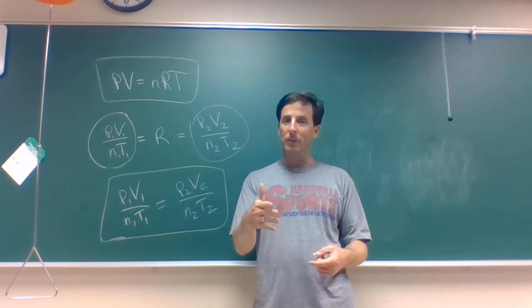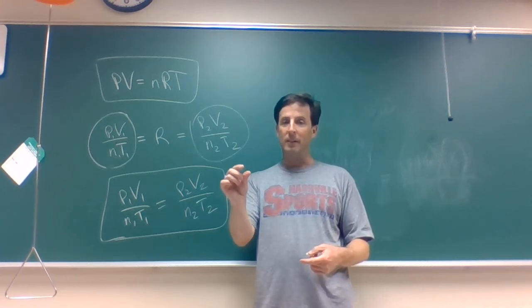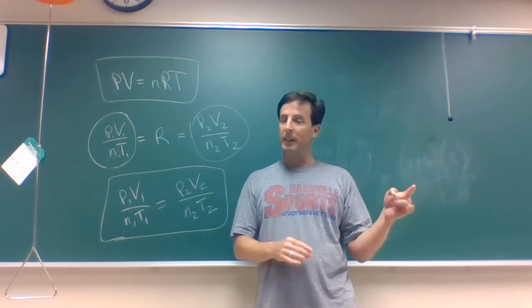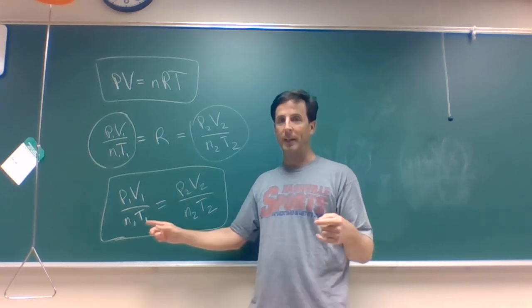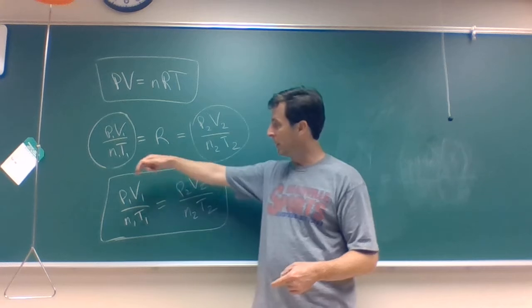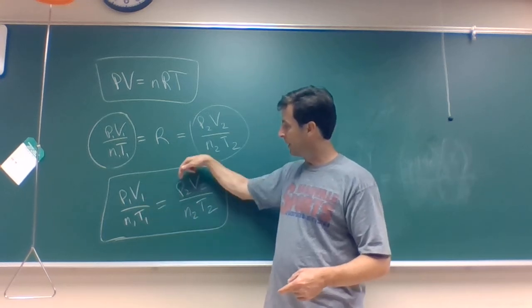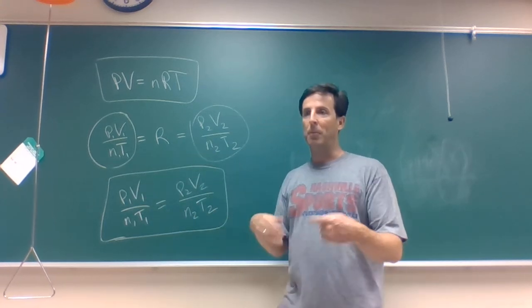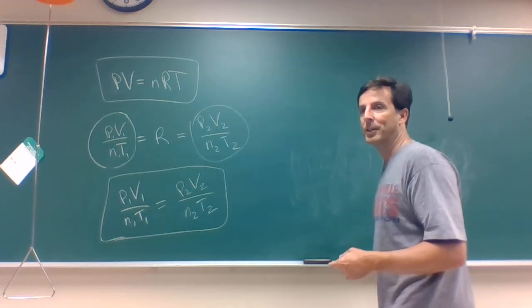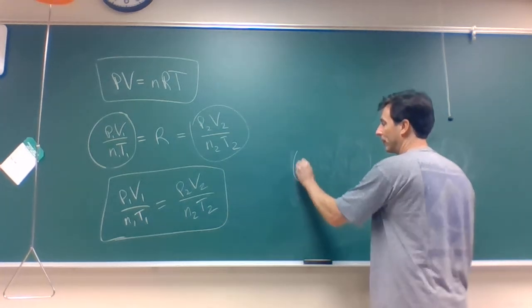Sometimes they'll tell you that a variable is held constant. Sometimes they just won't mention it. Either way, if it's a constant, we're going to get rid of it. So my equation is going to be P1 V1 over T1 equals P2 V2 over T2. Then I'm going to plug my numbers in. So my initial pressure was 1 atmosphere.